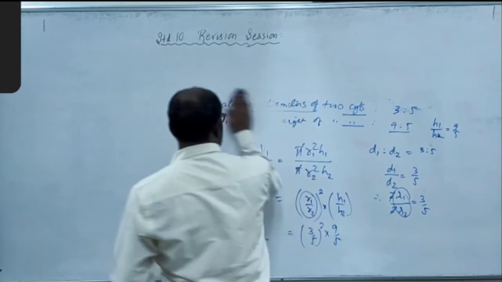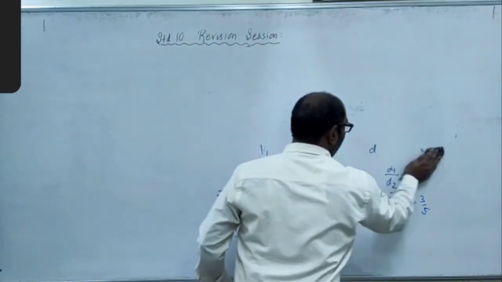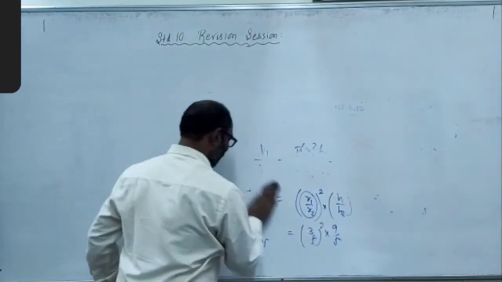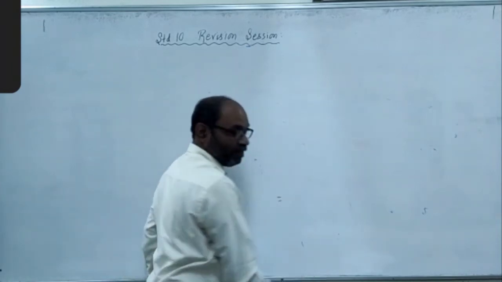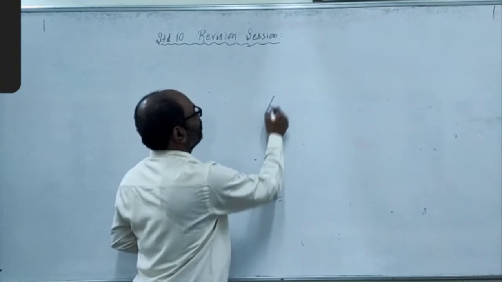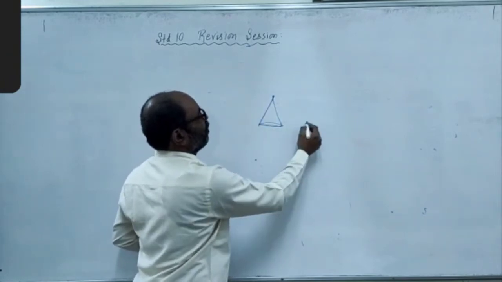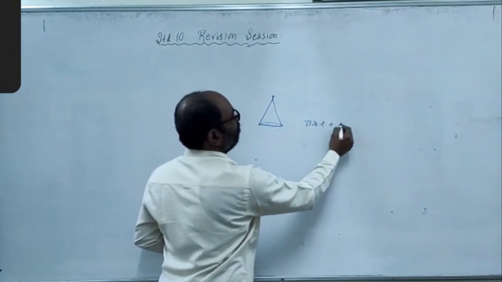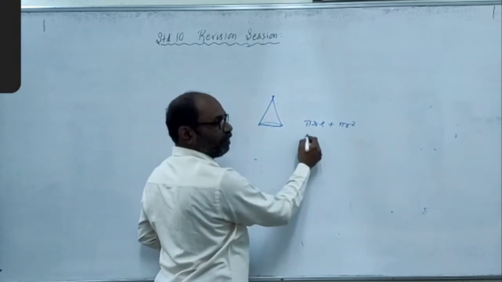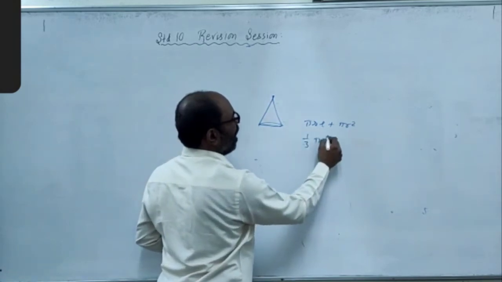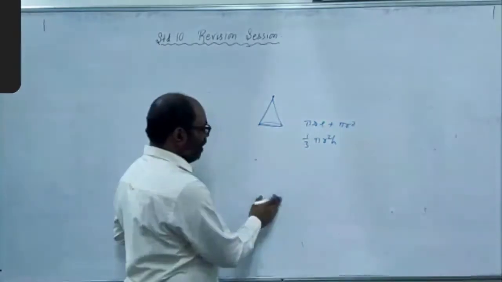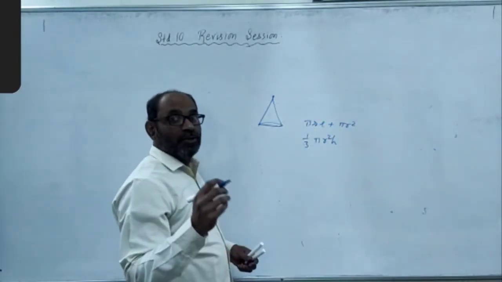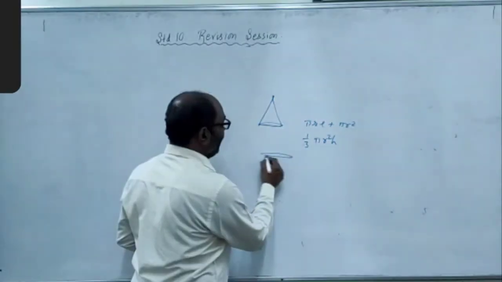What is the formula to find surface area of carrot? Now carrot is conical in shape, right? Carrot is conical in shape. So surface area की formula क्या होगी? πrl plus πr² और वॉल्यूम की 1/3 πr²h. Right?